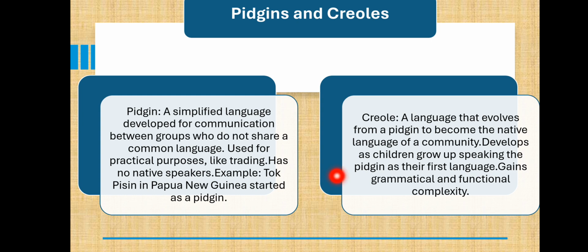Later on, this pidgin becomes the native language of the children of those people who once used pidgin. Might be 50, might be 100, might be 200 years ago. So their forefathers, their grandparents used this pidgin language. So now it becomes what? It becomes the native language. And it gets now some complex structures in its form, some rules and regulations, like a proper language.